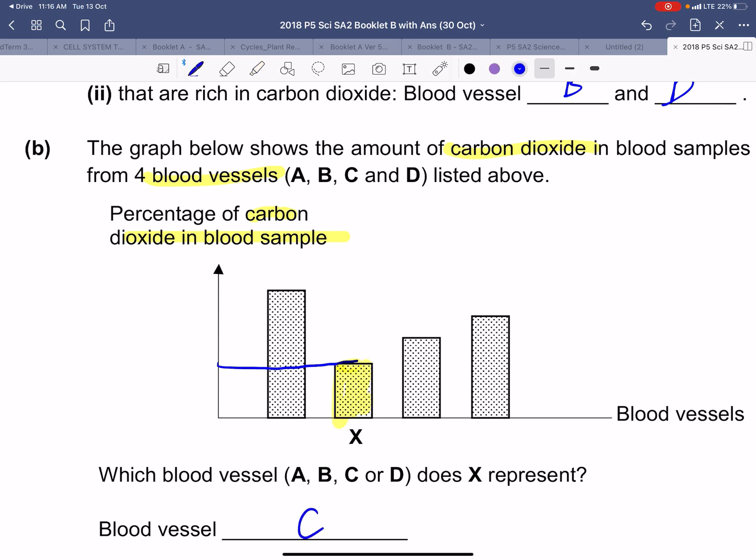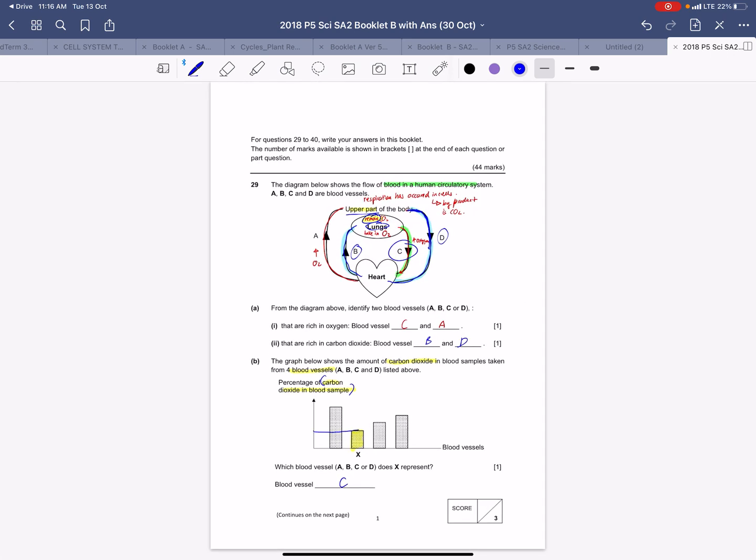So for this kind of question, you need to be very careful. Is it carbon dioxide? Is it oxygen they're talking about? And for blood vessels, they're always opposite. What does it mean? If the blood vessel carrying blood is rich in oxygen, it must be poor in carbon dioxide. Likewise, if the blood vessel is carrying blood that is rich in carbon dioxide, it must be poor in oxygen. Okay? They are opposite. Any questions before I move on? All clear? Good. Sit up straight, please.